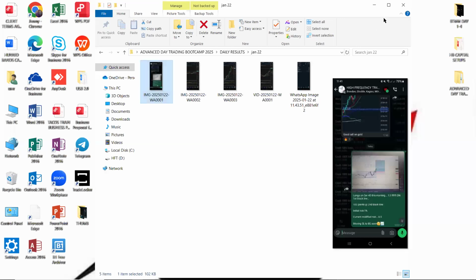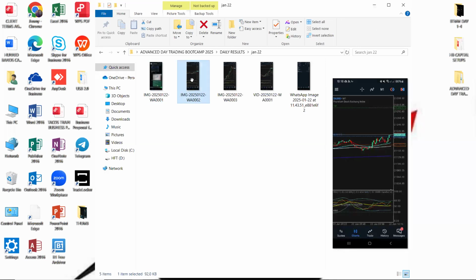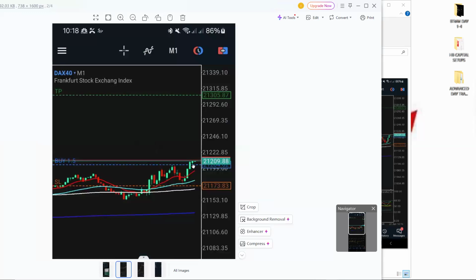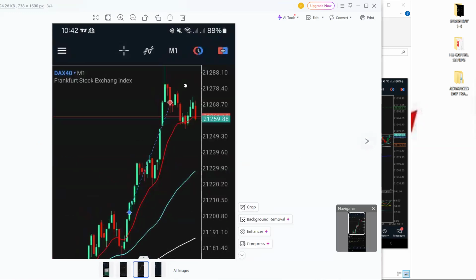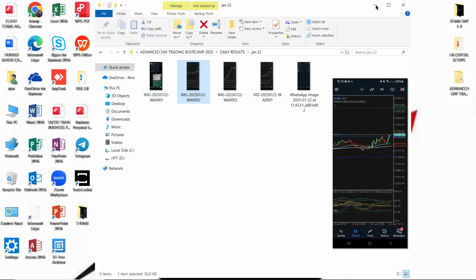So why do we move our stop loss to break even? It is because we always want to protect our capital. You see the entry right there at the break of this level, with our stop loss right there, TP at 100 points. Then after that, what did we get? Okay, this was the result.